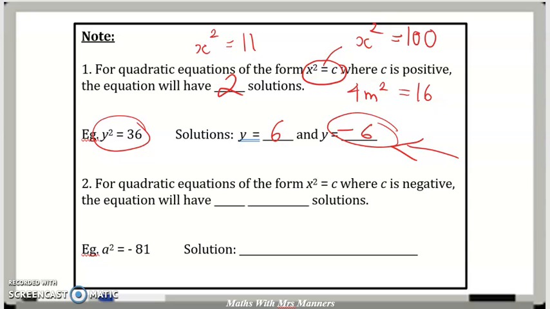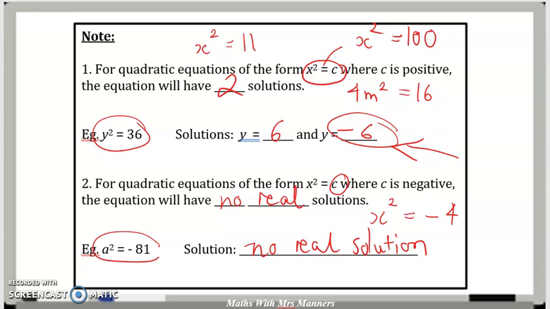For quadratic equations of the form x squared equals c, where c is negative, this is like the example we looked at before, for example, x squared equals minus 4. These equations will have no real solution. It means there is no real number that I can square that will give me minus 4. So if you get a question like this, what you would write down as your solution is no real solution.